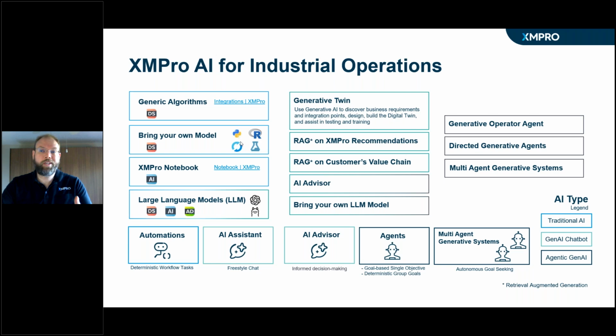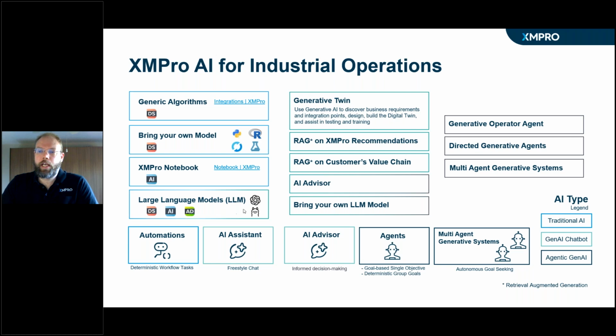Generic algorithms, bring your own models if you want to go towards what we would call traditional AI, machine learning models and algorithms. If you want to use some of the notebooks, we have done a prior webinar on this as well, creating an end-to-end example using the XMPro notebook. So how do I go from the one area all the way through to the other area and make use of the notebooks to be able to do that? That has been covered in a prior webinar. I encourage you to go and watch it if that is of interest.